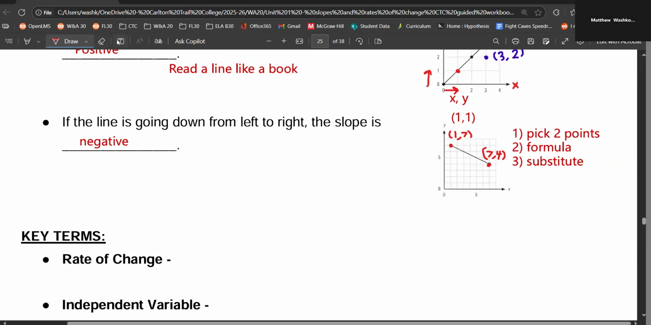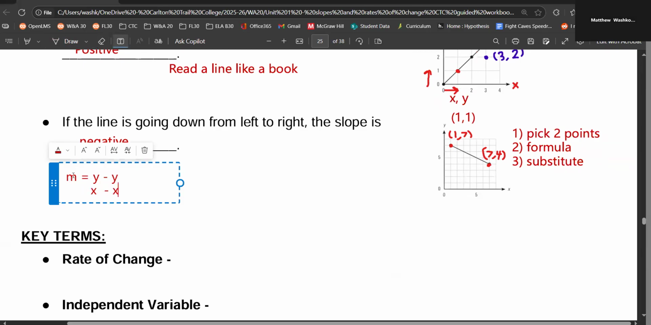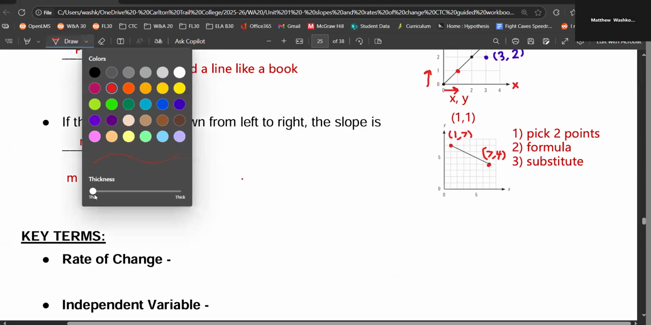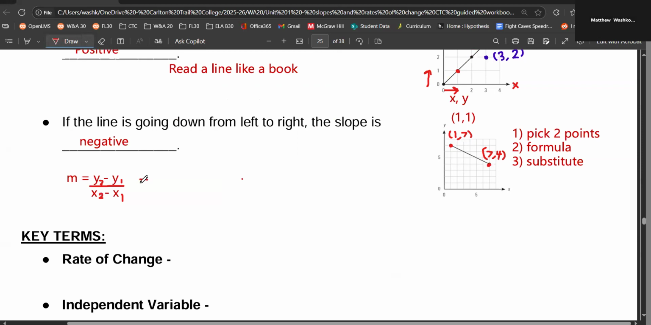So now try and do that. All right, so my slope, my m is equal to y2 minus y1 all over x2 minus x1. Right, what's my y2?